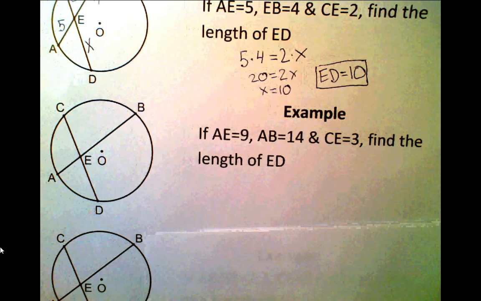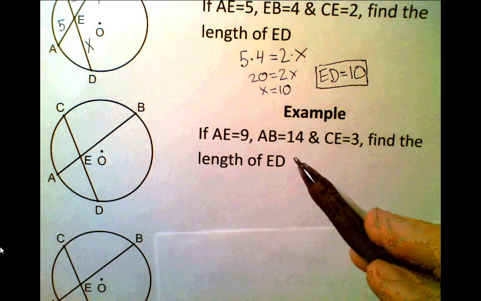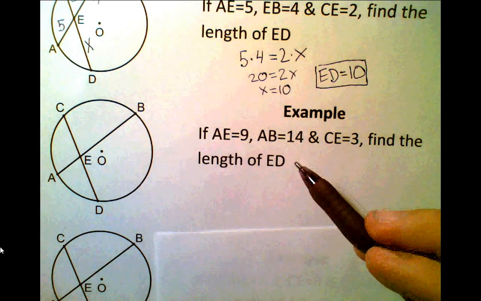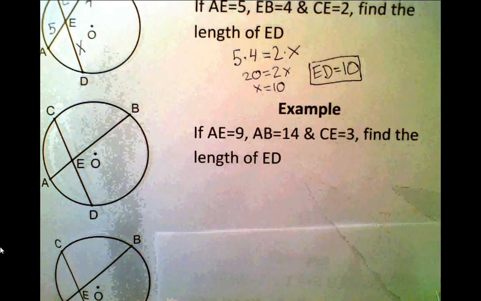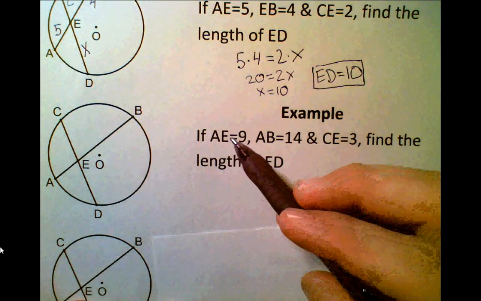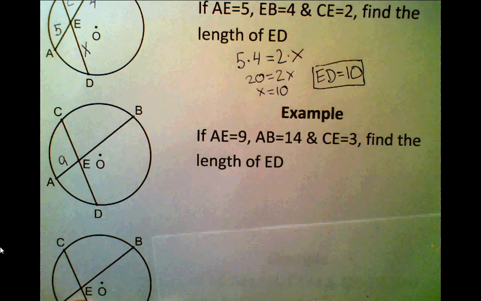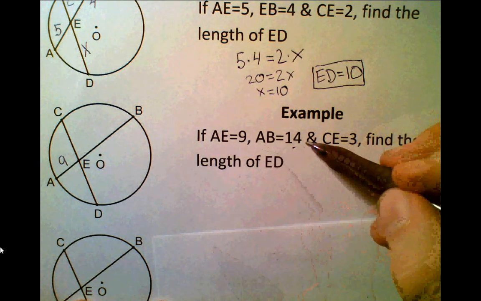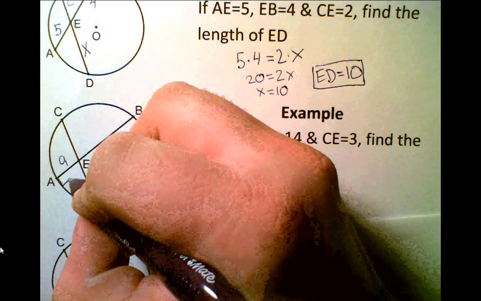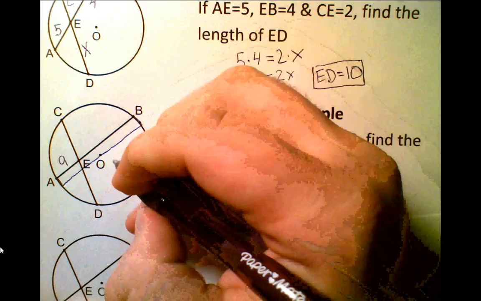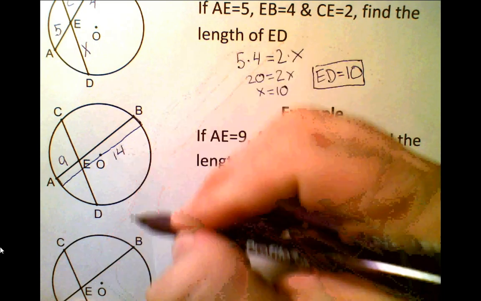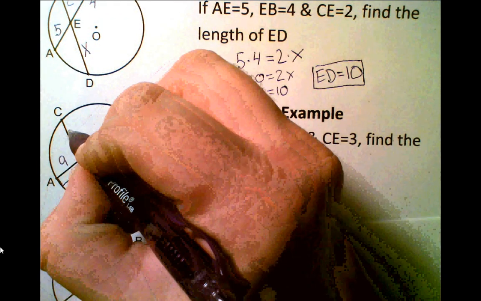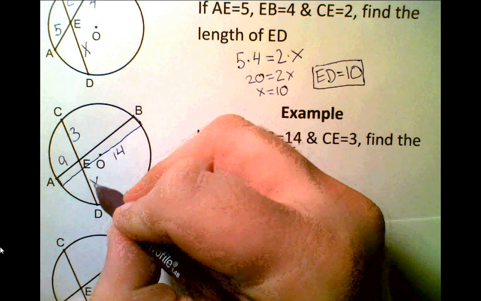AE is equal to 9, AB is 14, and CE equals 3. Find the length of ED. Okay, so now, let's do this real quick. AE is 9, AB is 14, and here comes a little trick question. When AB is 14, that's not part of the chord that's being broken up, it's the whole thing. I'm going to put that little bar around it, to say the whole thing is 14. And then CE is 3, and we're looking for ED again, so I'm going to make that X.